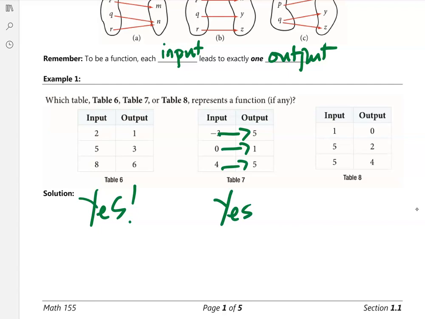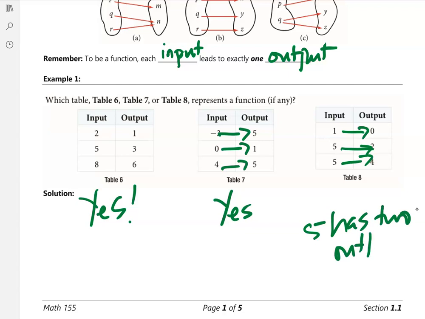How about table 8? 1, 0, 5, 2, 5, 4. 5 has two outputs. So definitely this is not a function.